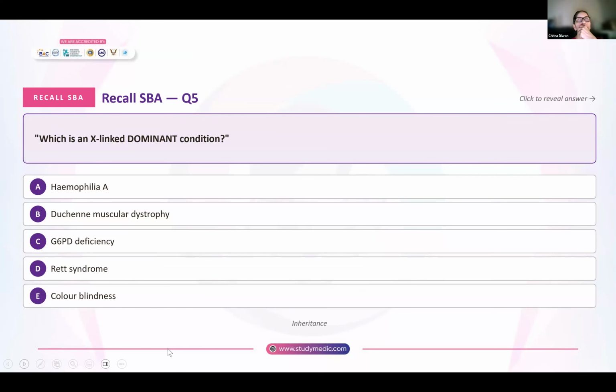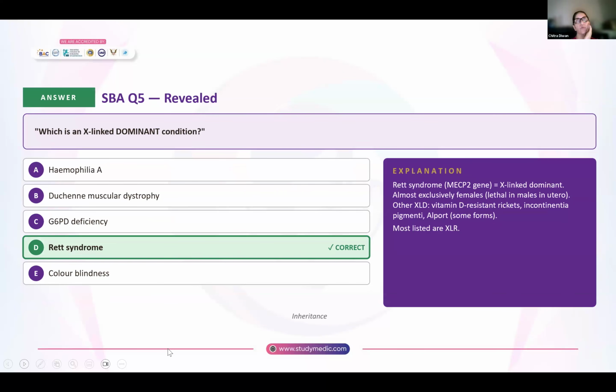Which is an X-linked dominant condition? For this, it is a knowledge-based area. If you have not read, you will not know. So it is Rett syndrome. All the others, in fact, are X-linked recessive ones.